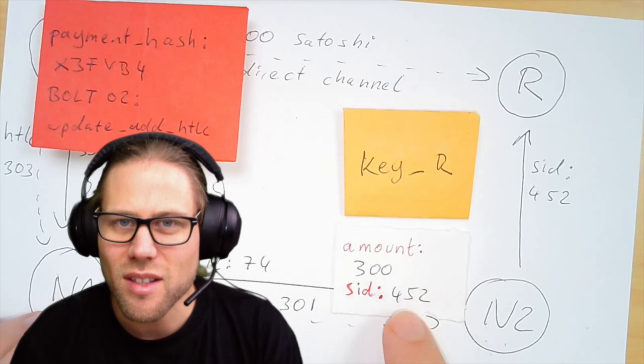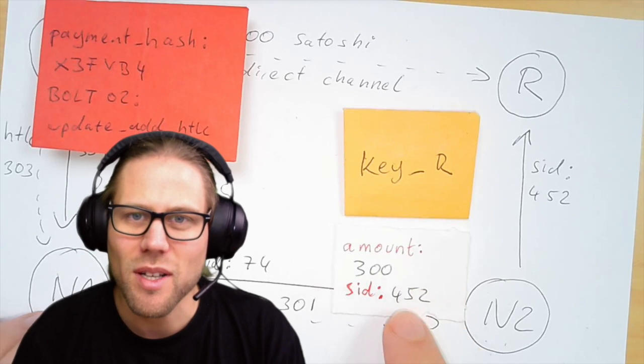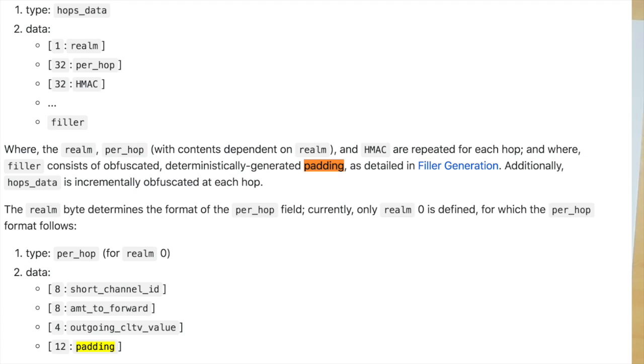One thing that I omitted in this video is that the onion messages are always padded with a little bit of random junk data, so that at all levels of the routing process the messages have the same size and nobody can really see anything.